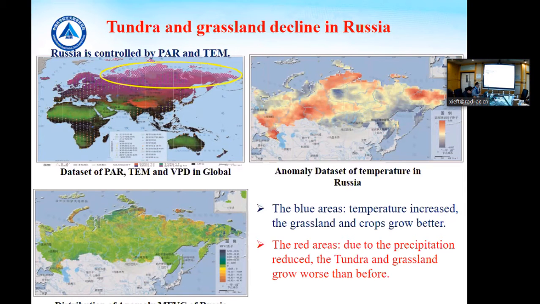For the grassland on the western bank of the Volga River in southeast Russia, its MFVC dropped by 30%. The main reason for this change is the precipitation reduction, which leads to the reduced growth of the grassland.